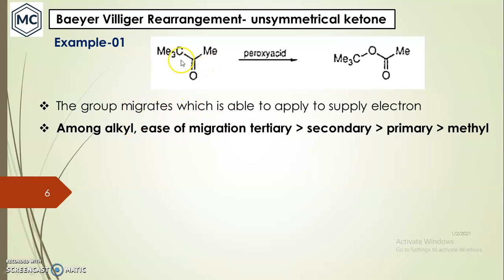Here, the group that migrates normally is the one with the ability to supply more electrons, that is more electron donating capacity. A group which can donate more electrons will migrate. So among alkyl groups, the ease of migration is like this: tertiary, having more electron donating capacity, than secondary, than primary, than methyl. So the tertiary butyl will migrate.